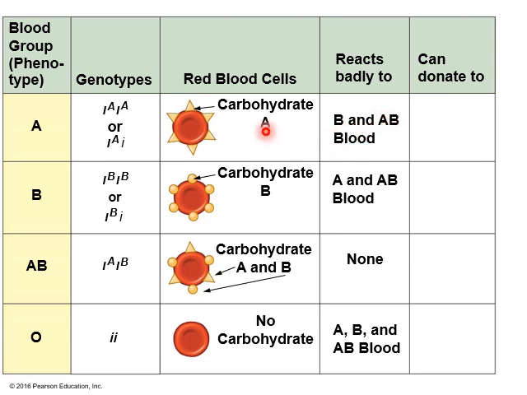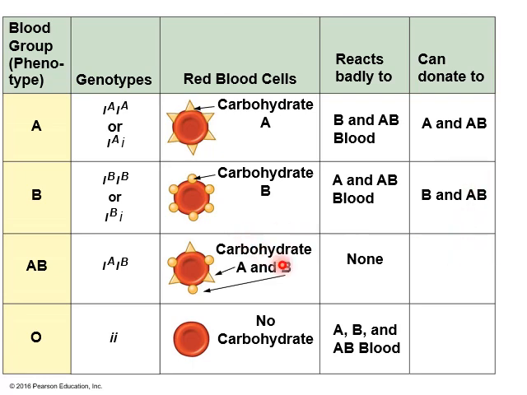Okay, so now let's think about who can donate to who. So if you have type A blood, who can you donate that blood to? Well, you can donate to other people that have A blood, and you can donate to people that have AB blood. Because the AB people, they don't react badly to any blood. They can take it all. They're just fine taking any other type of blood. And if you're A blood, of course, you can give it to another person with A blood. A person that's B blood, they can donate to someone that has B and somebody that has AB.